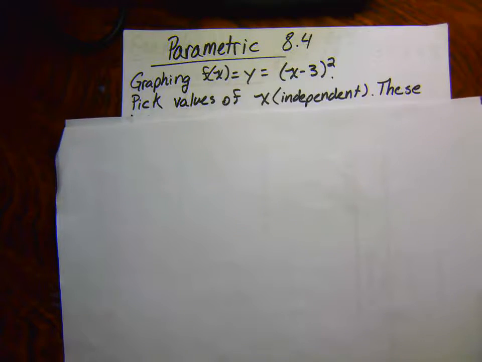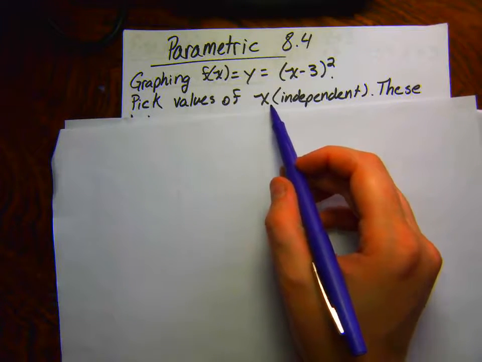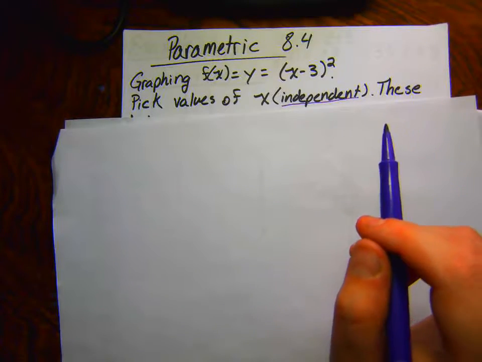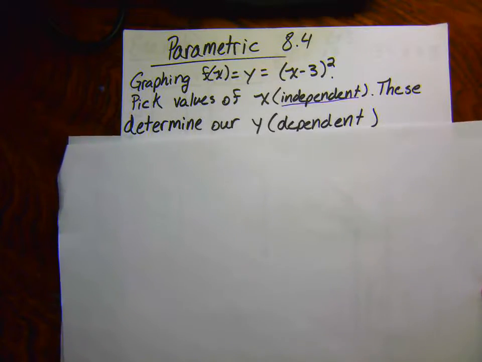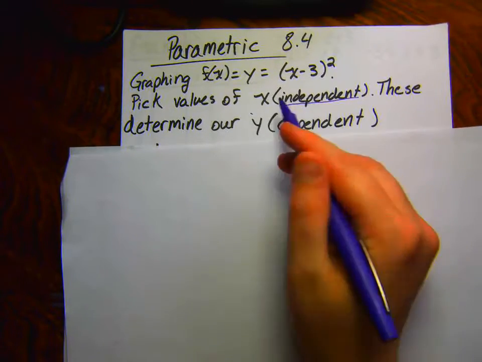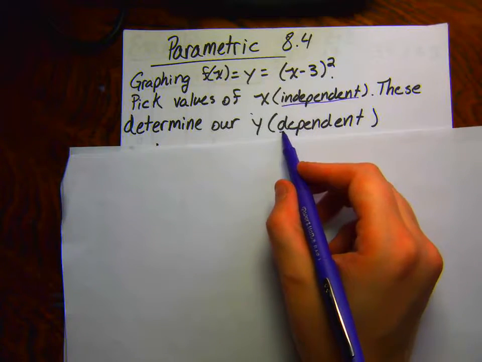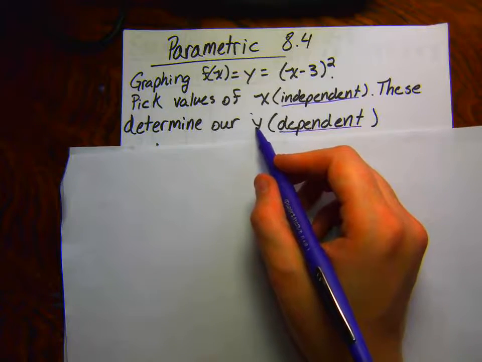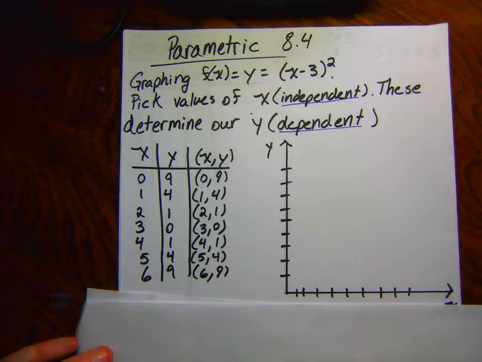Okay, so the first thing we do is that we start to pick values of x. We can just pick any random values of x because x is our independent variable. Remember that word independent, so we can pick any values for that. Now what we pick for x determines what our y value is. That's why it's called the dependent, because the values of y depend on what we choose for x. So let's look at what that is.